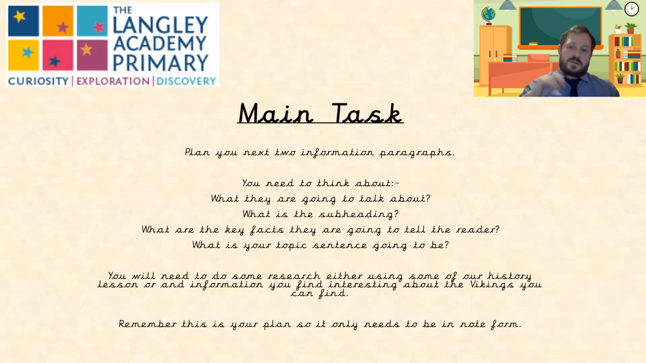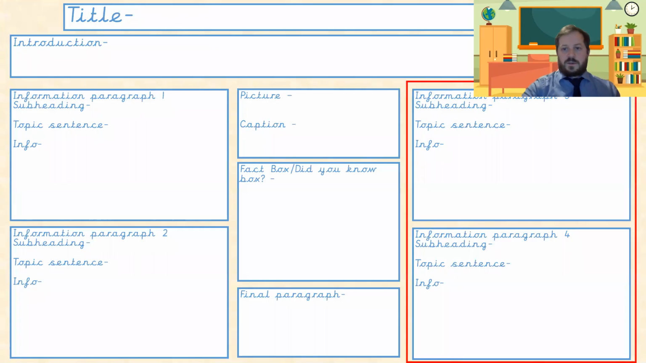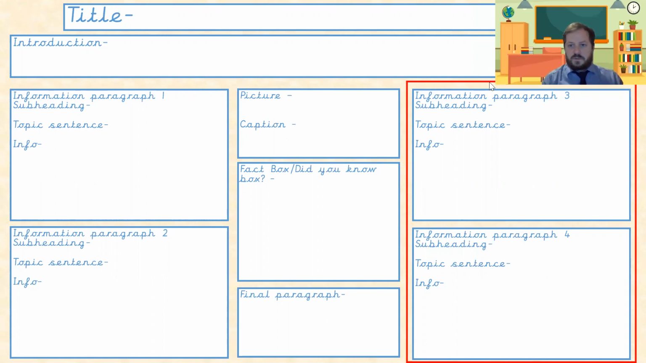So your task is to plan your next two information paragraphs. Again, you need to think about what they're going to talk about, what the subheading might be. Think then about the key facts you're going to include in that paragraph. Then think about what your topic sentence might be. Remember, this is only a plan, so they don't need to be full sentences. It just needs to be key points or bullet points. On your plan, it's going to be these two boxes, paragraphs three and four.